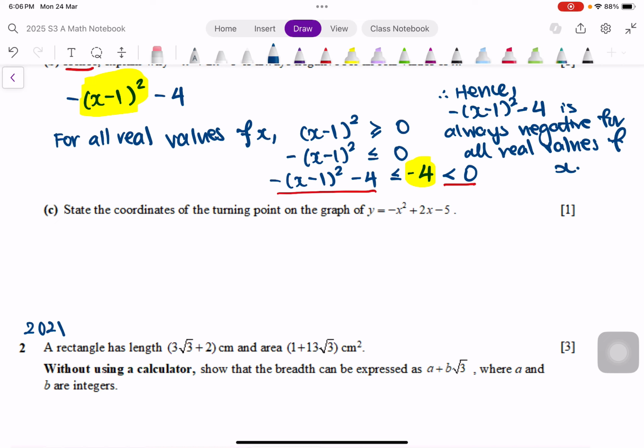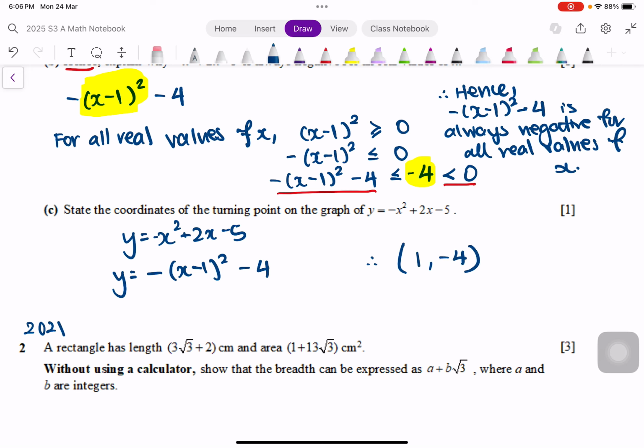State the coordinates of the turning point on the graph of y equals to -x squared plus 2x minus 5. Okay, so over here, you have y equals to this. Now, we did part A already. It's the same as saying this. Okay, so here very simply, you look at your coordinates here, your point is (1, -4). That's it.